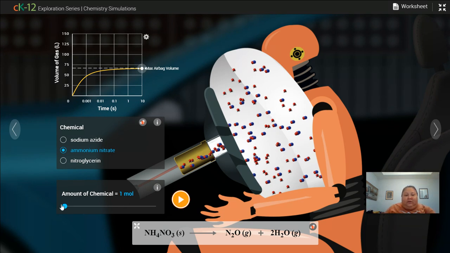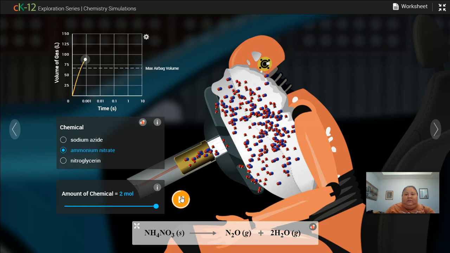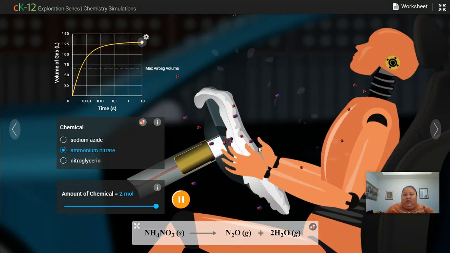1 mole. Let's see if we double it. Will doubling it make it too much? Oh, yeah, that's too big of a reaction. The airbag explodes and the dummy hits the steering wheel.